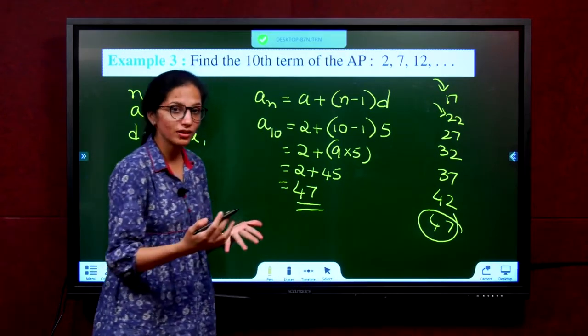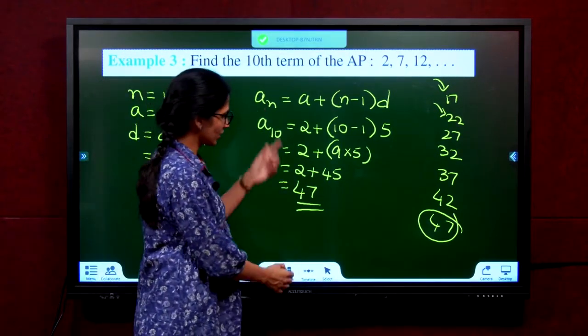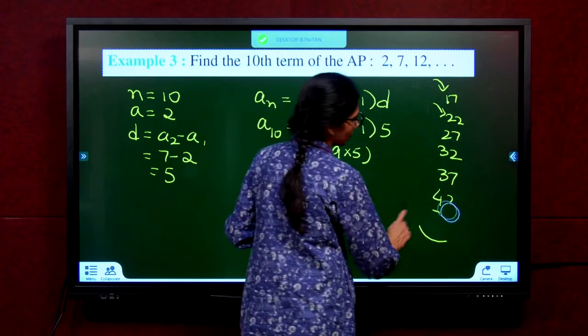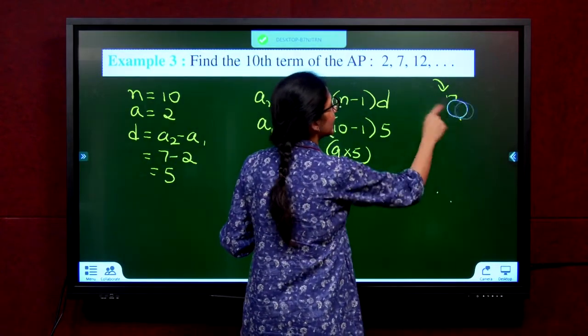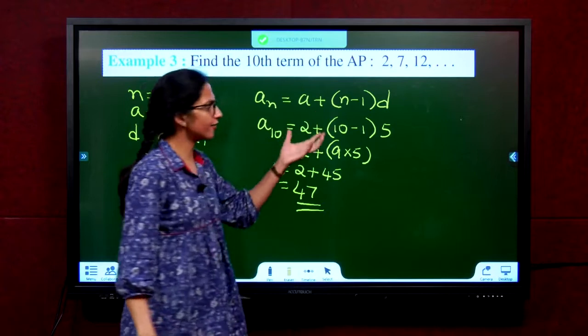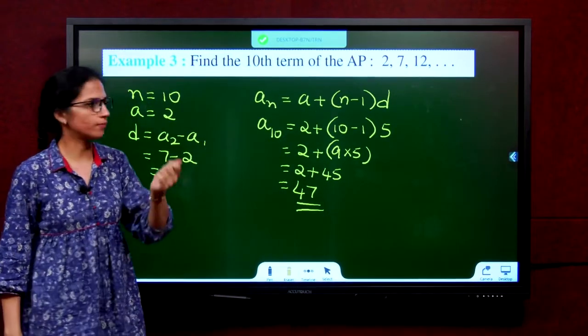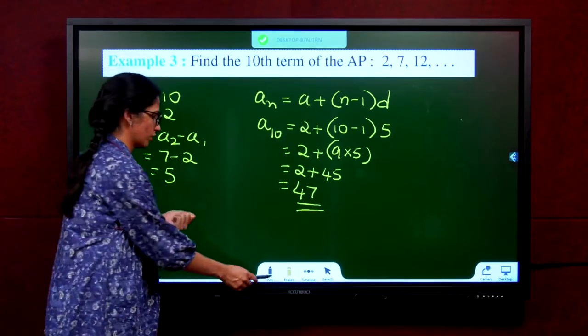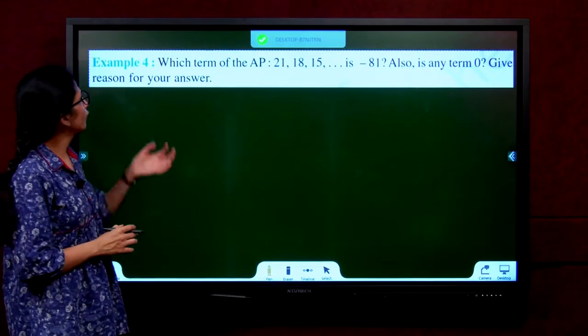I am trying to make you understand what is the meaning of AP. So this directly gives you the 10th term. Not only 10th, you can find any term with this formula. You can find 100th term, 5th term, 2nd term. Your choice is yours.